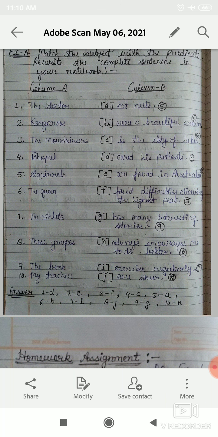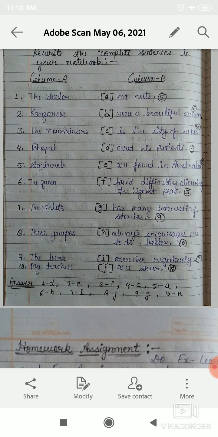Okay, now next number 3. Number 3 is the mountaineers. Number 3, the mountaineers will match with option number F. Okay, option number F is faced difficulties climbing the highest peak. Okay, so students, you have to match number 3, the mountaineers, with faced difficulties climbing the highest peak.